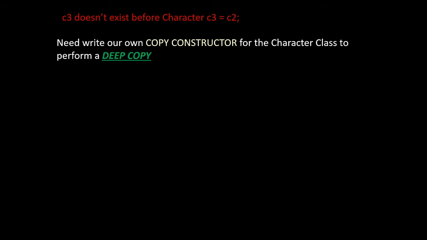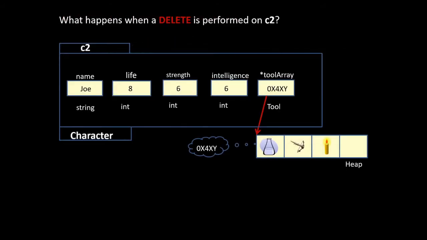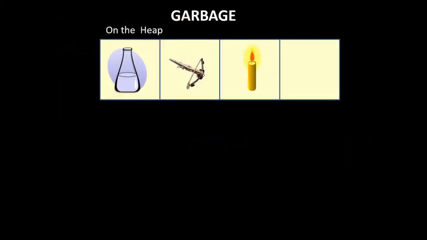Okay, so now what happens when we call delete on C2? Remember, C2 is what we were assigning to C3. But what happens when we perform a delete on C2? Okay, the default destructor gets invoked. And look what happens. We lose our pointer. Okay, we lose access to that heap. And so as a result, we get garbage on the heap.